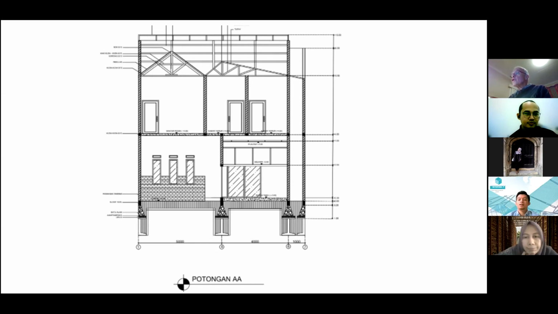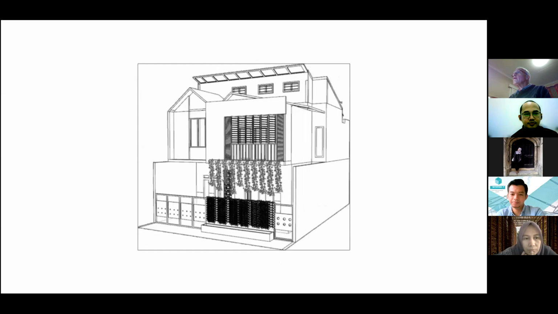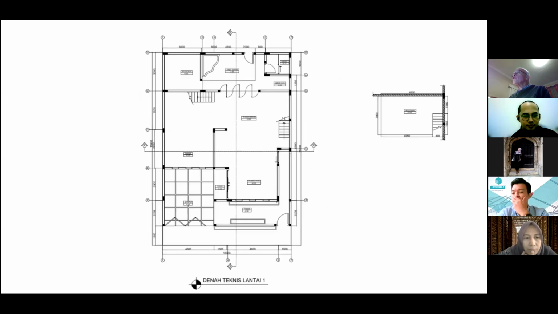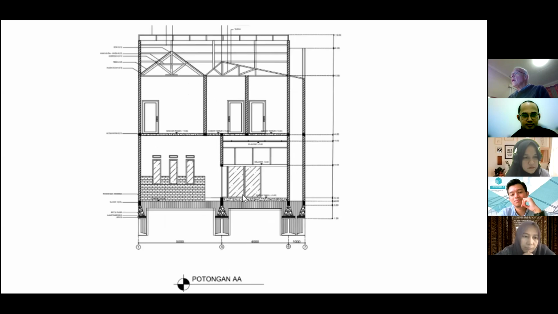Now, I just want to show you, if we go back to, I just want to show you where section A is taken. See, here is section A, and section A should show the stairs rising up to Lantai Dua. But if we go to section A, you'll see the student hasn't drawn any stairs. And so the section is wrong.